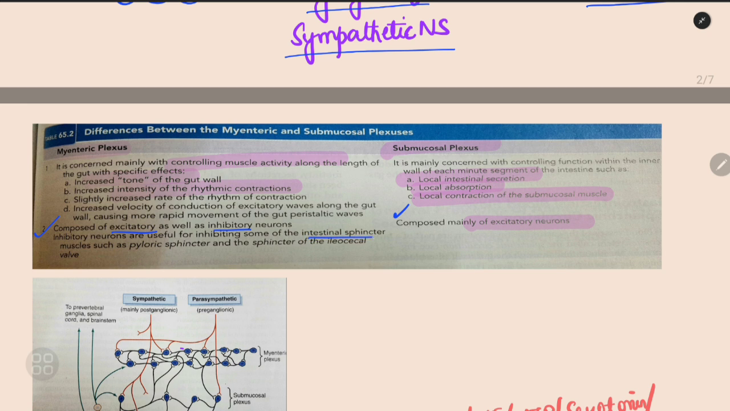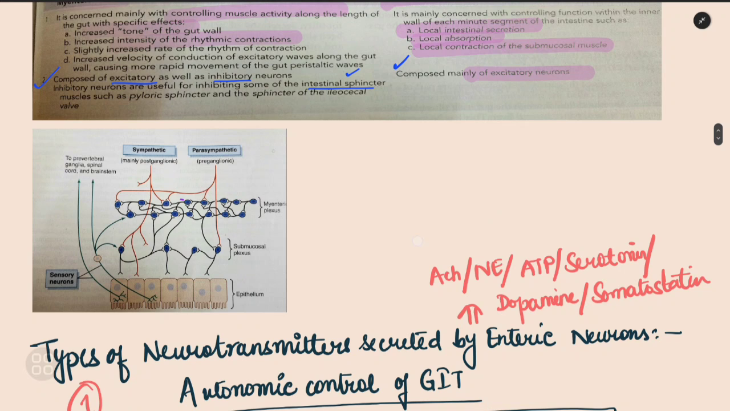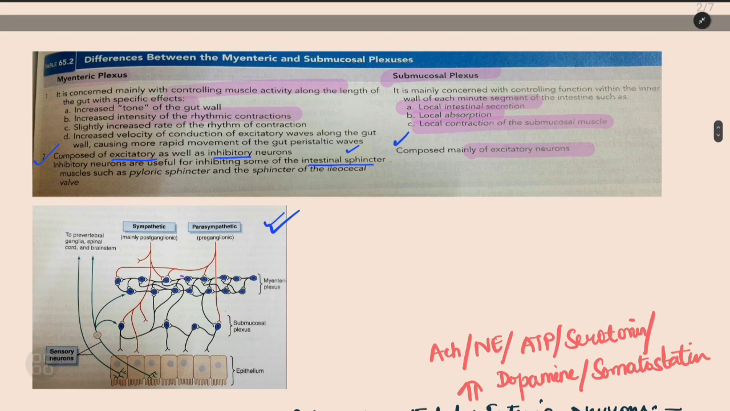Okay, and there will be certain inhibition. Of course, the intestinal sphincters, the closing of the pyloric sphincter, these will all be under the control of the myenteric plexus. That is very important. So look at this diagram, how these fibers are arranged. It is not asked in detail, but sometimes this difference can be asked in your viva.